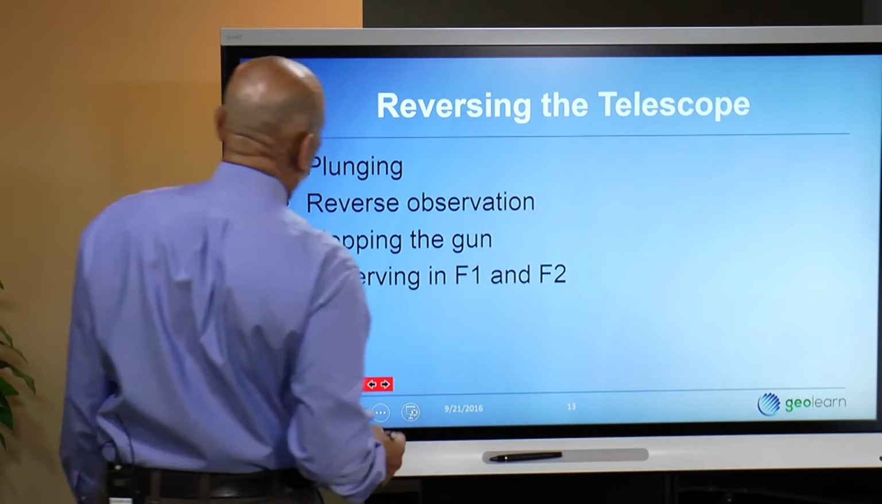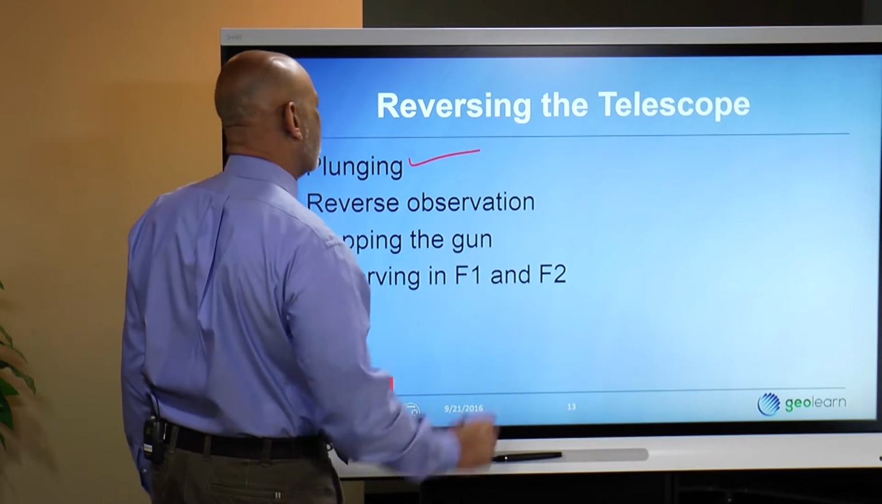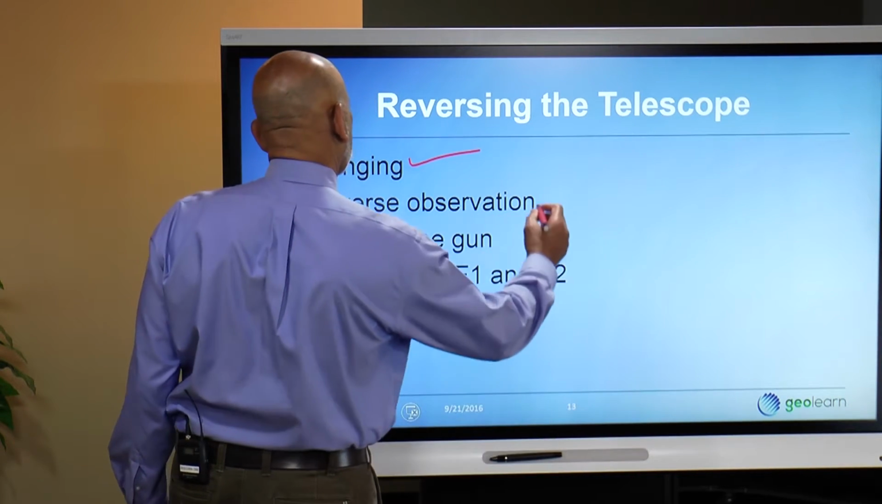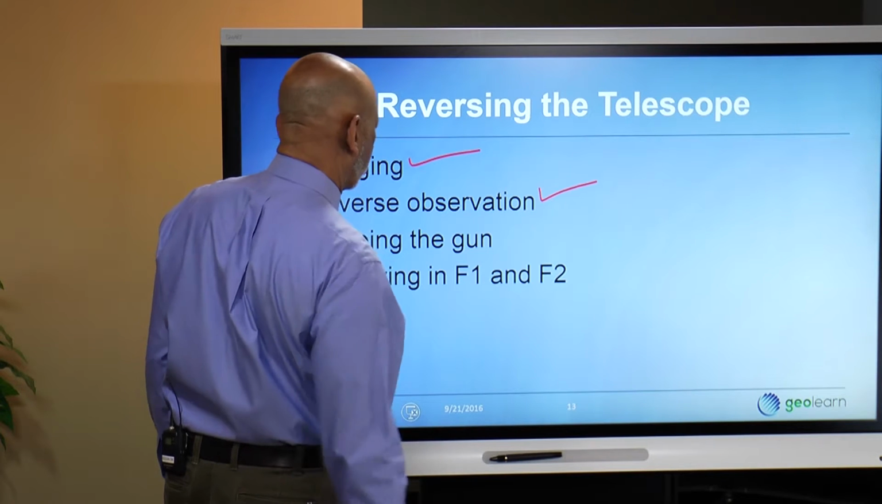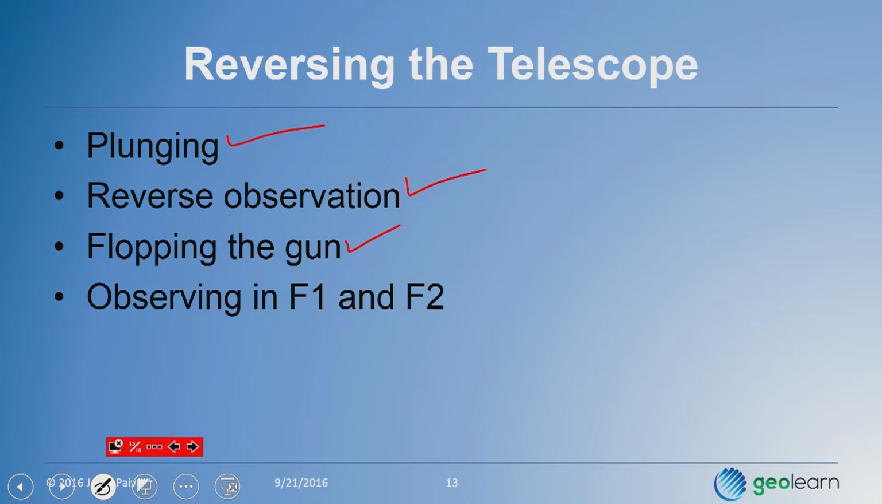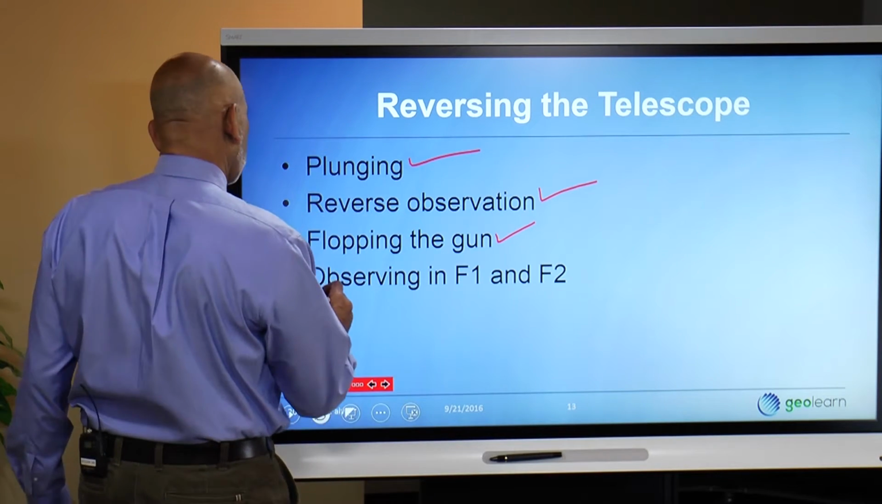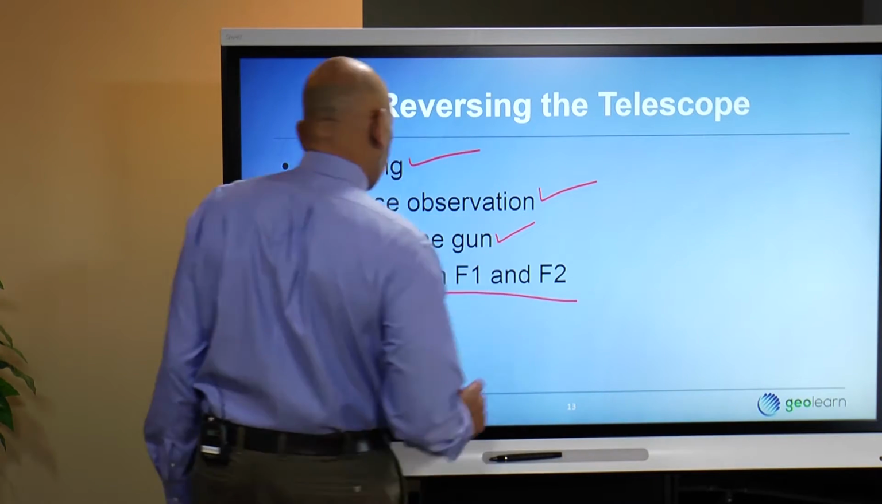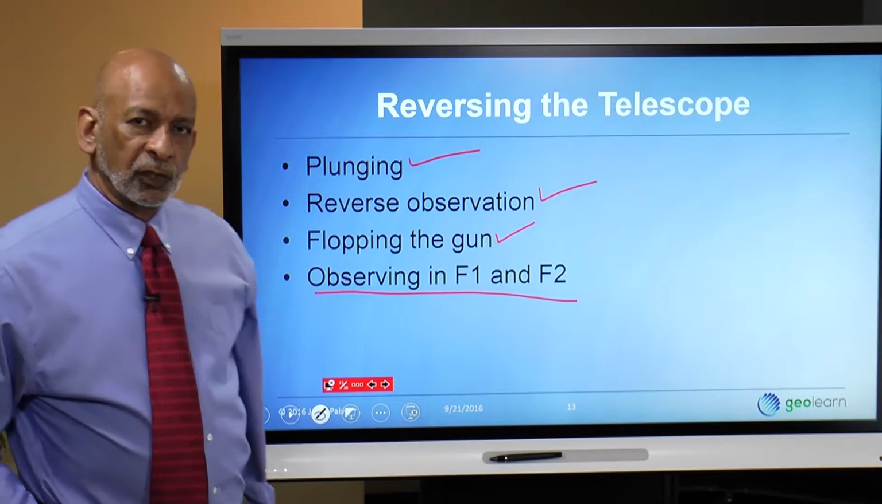So there's several terms that I use. Sometimes you'll see plunging, you'll see reversing the observation. Flopping the gun is a colloquialism. You'll never see that in a textbook, but you may have heard about it, or you certainly will if you continue in a surveying career. Generally, what I tend to use is this term here, observing in phase 1 and phase 2.